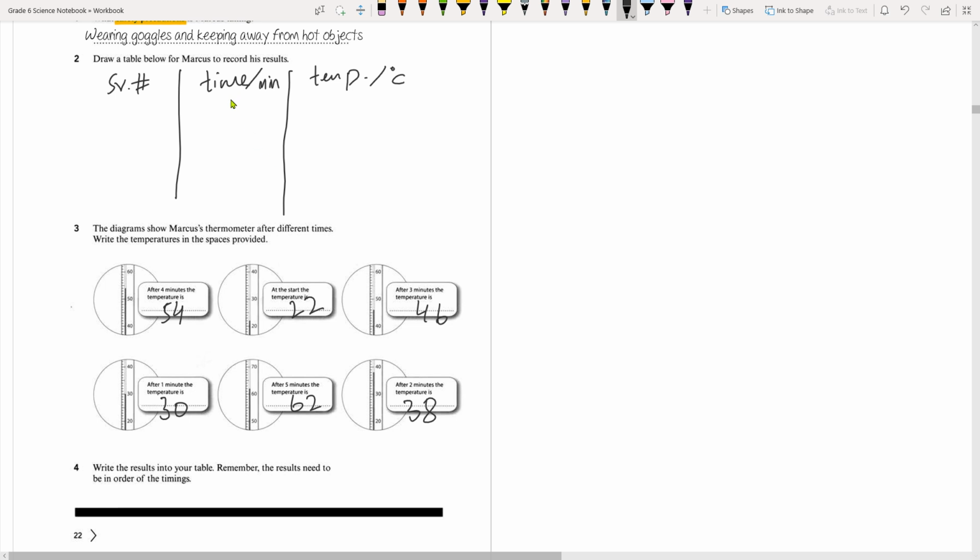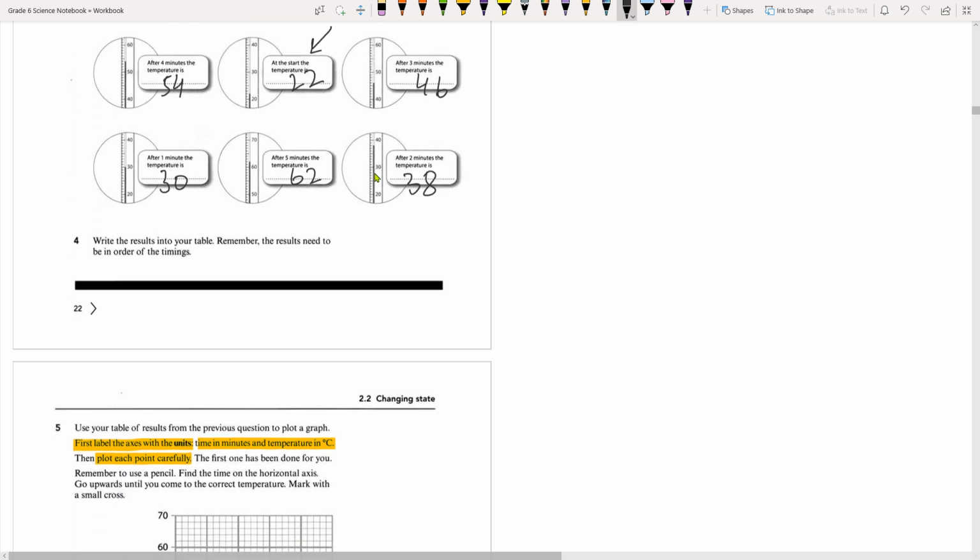So you just record it from 0, 1, 2, 3, 4, and 5, because even at 0 there was a reading. This is 0 minute. So 1, 2, 3, 4, 5, 6. He has made a total of 6 observations, including the 0 minute. And the temperatures are 22, 30, 38, 46, 54, and 62. These are the values of temperature that he has noted for his table.